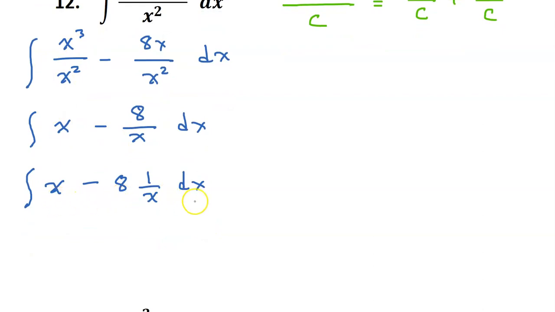Integrating this term by term, we will have x squared times 1/2. All right, that's the power rule of integration at work. And then I see the constant, so I'm just going to keep the constant. And we have memorized that the integral of 1 over x is the natural log of the absolute value of x. And don't forget the constant of integration. So this is the final answer.